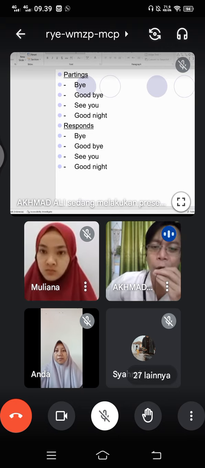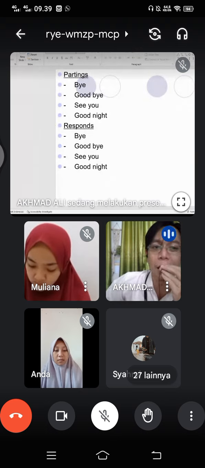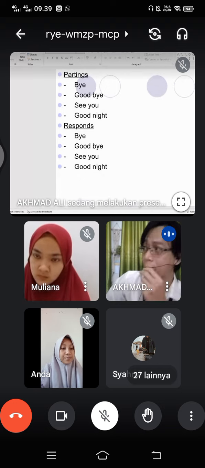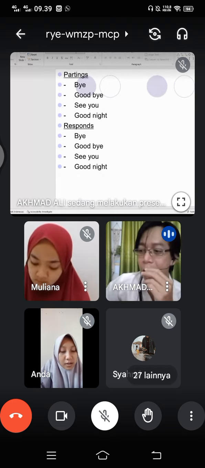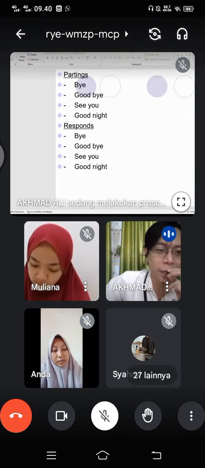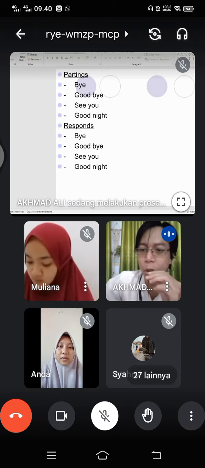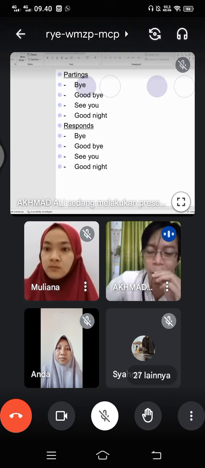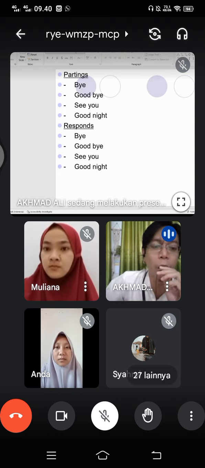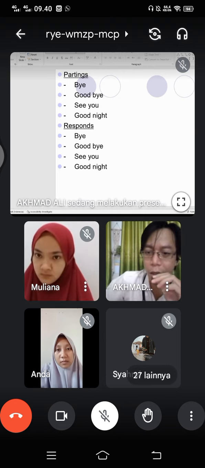And then when we want to go, we can say the partings. And partings in Bahasa Indonesia is salam perpisahan. So as you can see on your display, some examples of partings are bye, goodbye, see you, good night. And of course, there are many other examples of partings. Can you tell me other examples of partings?